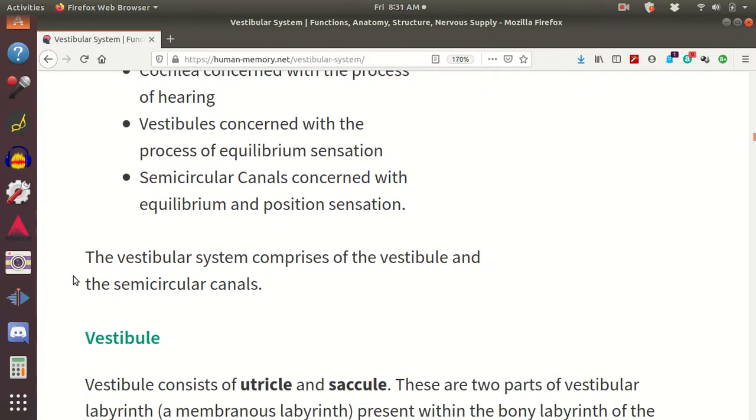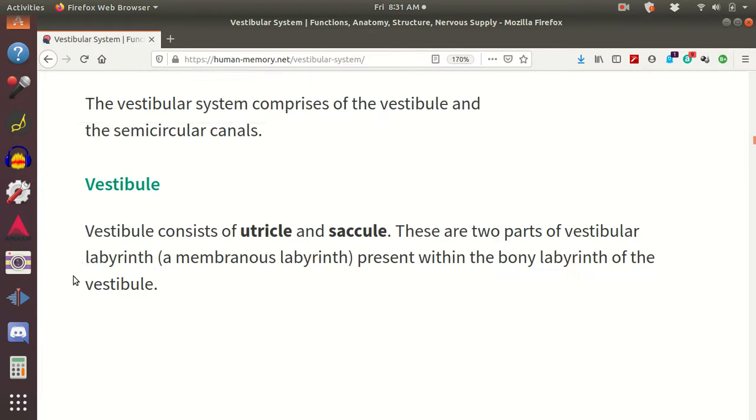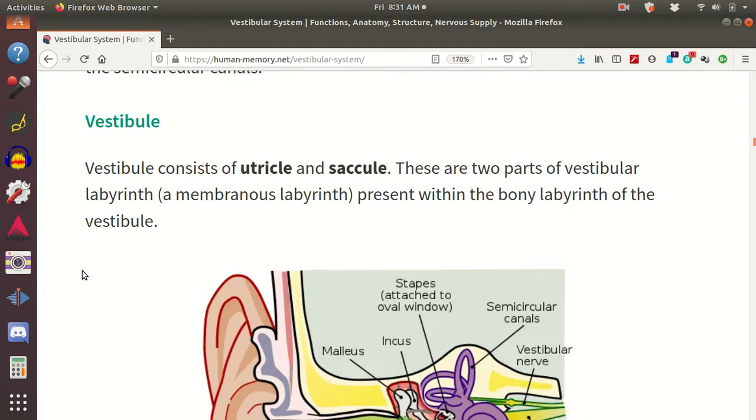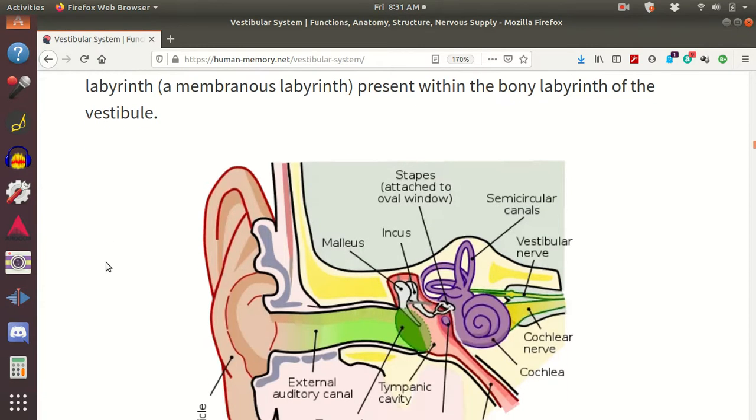The vestibular system comprises the vestibule and the semicircular canals. The vestibule consists of the utricle and saccule. These are the only 2 parts of the vestibular labyrinth, a membranous labyrinth present within the bony labyrinth of the vestibule. So it's located inside of a bony and membranous labyrinth.